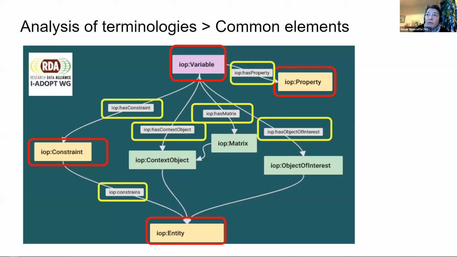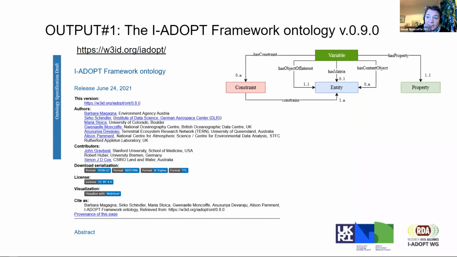And then the variable can also have a constraint that constrains the entity. So all this is explained and detailed in this document, which you've got the link there. It's the Idob framework ontology. It's not yet version 1, so we're still taking comments and feedback. So please have a look and let us know any improvement that you feel we should be making to that ontology.